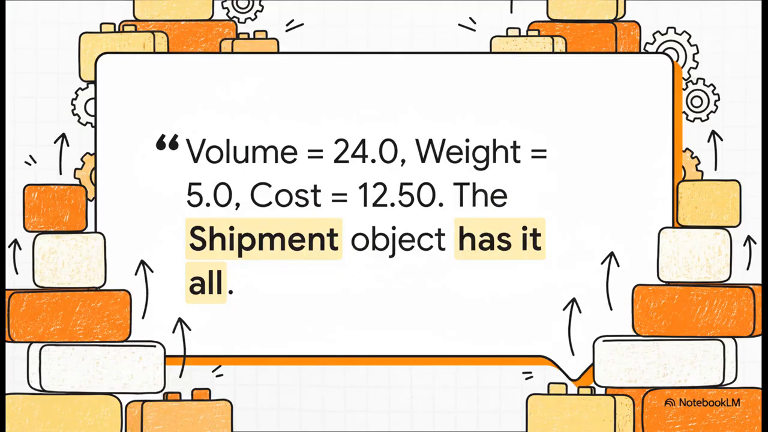So what's the big payoff for all this work? Well, when we create our final Shipment object, it has access to everything from every single layer above it. It can use the volume method from the Box class. It knows its weight from the BoxWeight class, and of course, it has its own cost. It's the whole shebang, all wrapped up in one neat object.